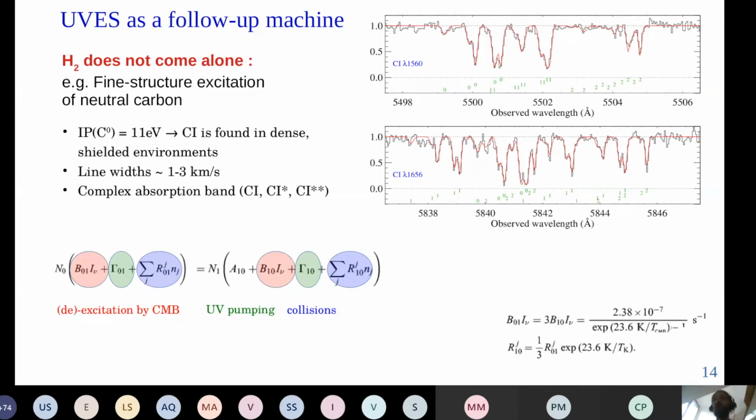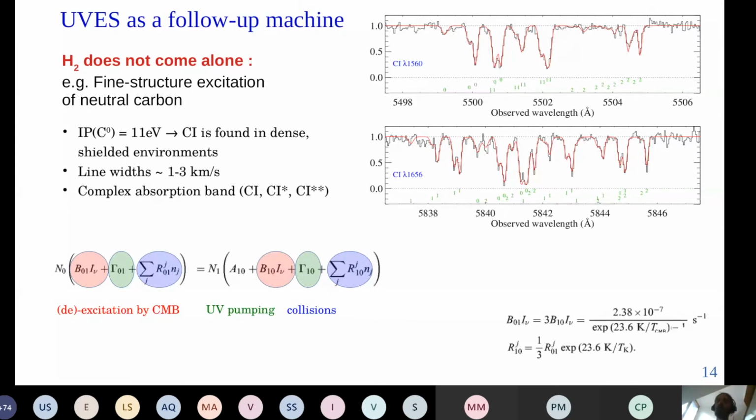And there are other species, for example, C1. And C1 is very interesting. It exists only in dense and shielded environments and is populated by collisions, by UV pumping, and by the CMB. So using both C1 and H2, you can have a handle on the temperature, the density, and the UV field, assuming that you know the CMB. Or doing the opposite, if you know everything, then you can derive the CMB from this. This has been done also.